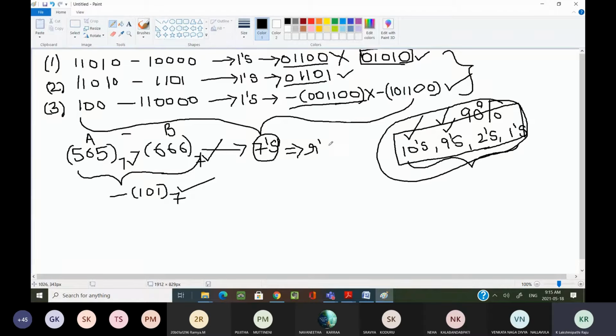Here we need to follow the steps we have discussed in R's complement subtraction. I am not repeating all the steps now. First I calculate the R's complement of the subtrahend. Before that, I calculate the R minus 1's complement. Why? Because that is easy for me. This is my R minus 1's complement.